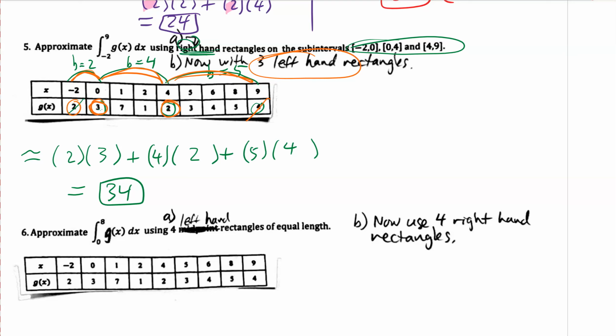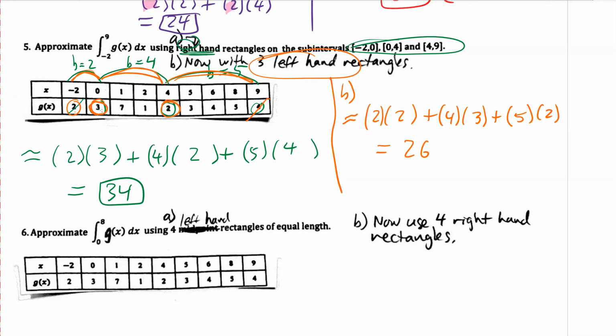All right, so the plans change a little bit. You got to go back in and circle the appropriate values. All right, so same basic concept. So the area is, let's see, same base of 2, but now it's a height of 2. Second time through, the base is 4, the height is 3. The base is 5, and the height is 2. So that equals 26 this time, 26 square units.